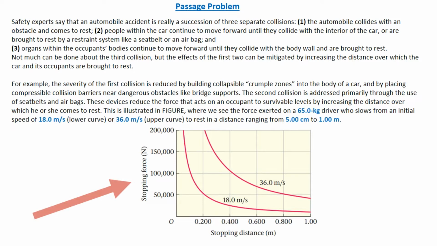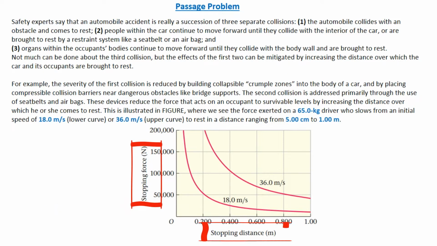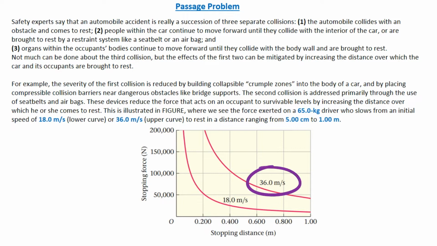So this figure shows the stopping force versus stopping distance. Here we see if you are traveling with a speed of say 36 meters per second and your weight is 65 kg, then if you are stopped over a distance of 1 meter, the stopping force required would be near about 50,000 Newton. But if you are traveling with a speed of 18 meters per second and you are brought to rest within 1 meter, then your stopping force would be near about 10,000 Newton. So this is the data that we are given. Now let's discuss a couple of problems related to this passage.